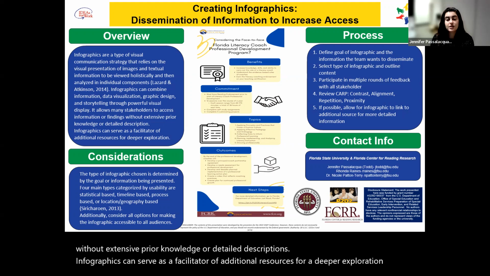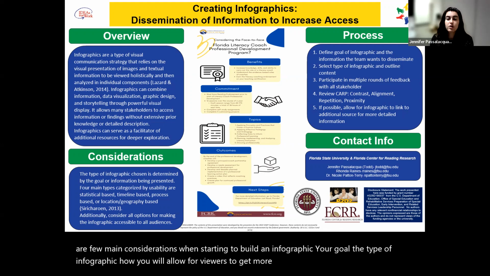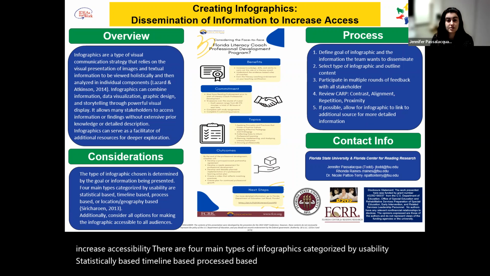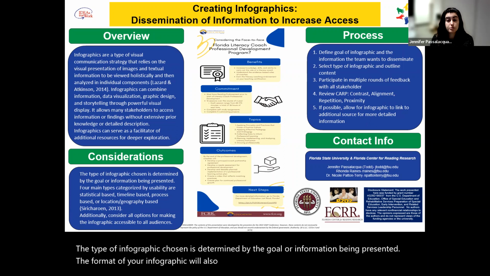There are a few main considerations when starting to build an infographic: your goal, the type of infographic, how you allow for viewers to get more detailed information, and how you can increase accessibility. There are four main types of infographics categorized by usability: statistically based, timeline based, process based, or location geography based. The type of infographic chosen is determined by the goal or information being presented. The format of your infographic will also give you an option to include hyperlinks for more information.